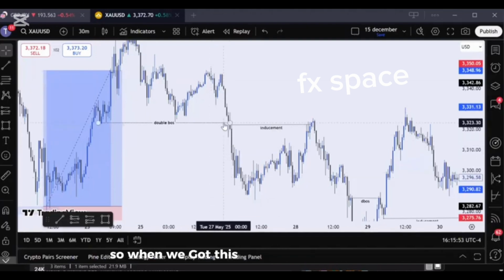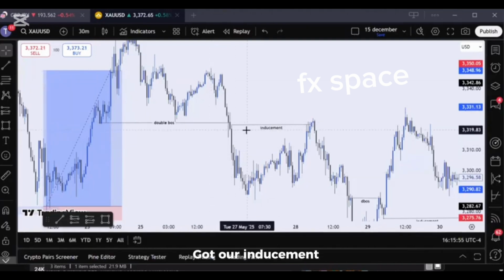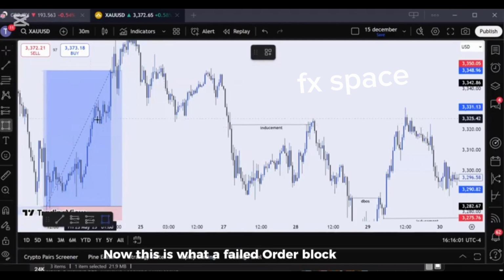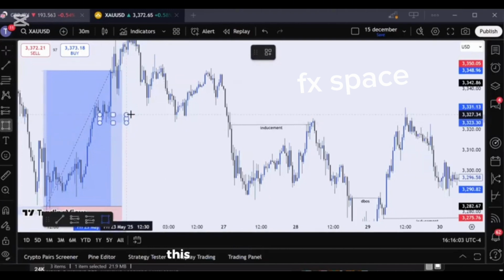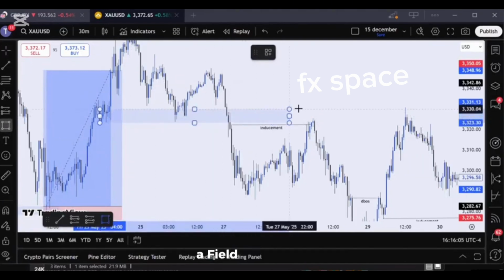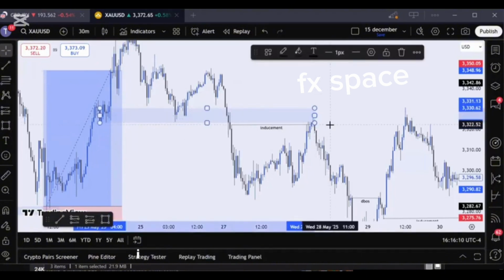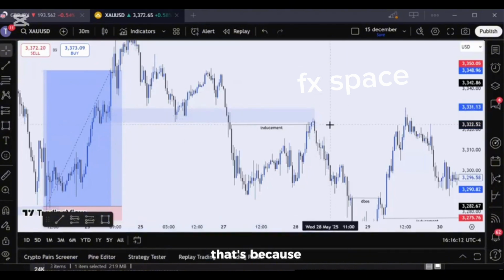So when we got this double breaker structure and got our inducement, a breaker block is what you call a failed order block. Now, this is what a failed order block is. It's basically this. So this is an order block, a failed order block. A breaker block, that's a failed order. This is not me teaching the topic. I'll talk about this in the next class, because teaching this particular topic comes with a new topic on its own. But I'm just giving you an example.